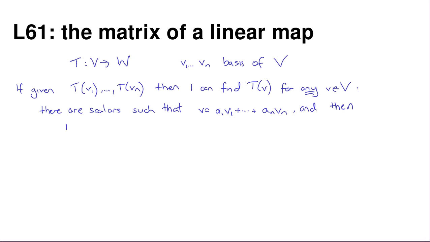And when I've done that, T of V by linearity is equal to A1 T of V1 plus A2 T of V2 up to An T of Vn. So just by knowing the images of the basis vectors, I can compute what T does to any element of V. That means to describe our linear transformation T completely, it's enough for me just to give a description of what the images of these basis vectors are. But we can actually go one step better than this.